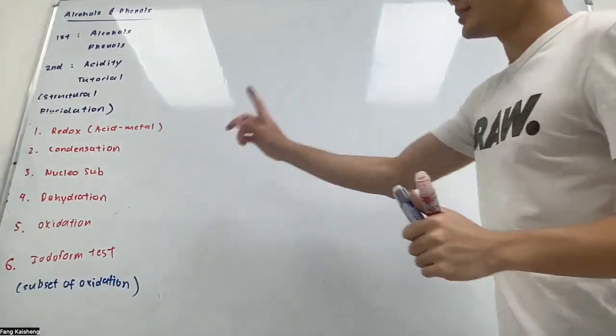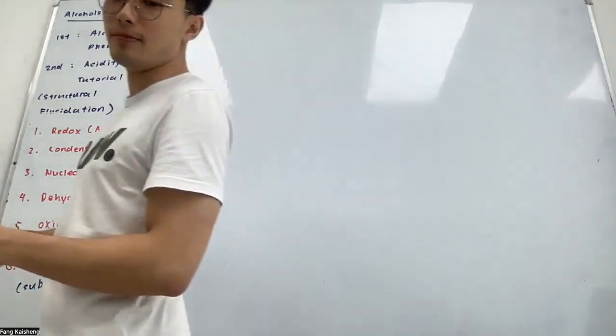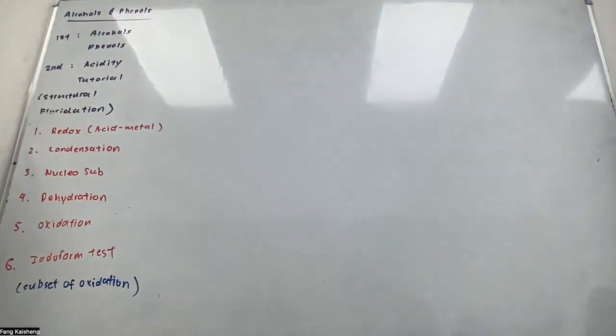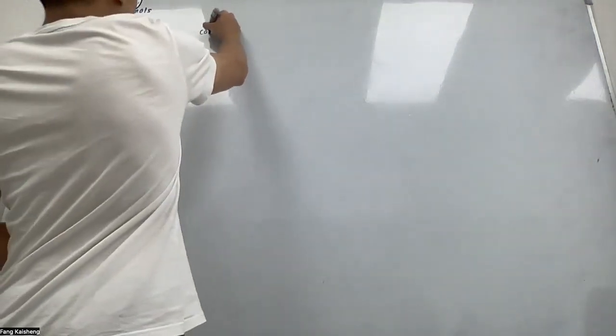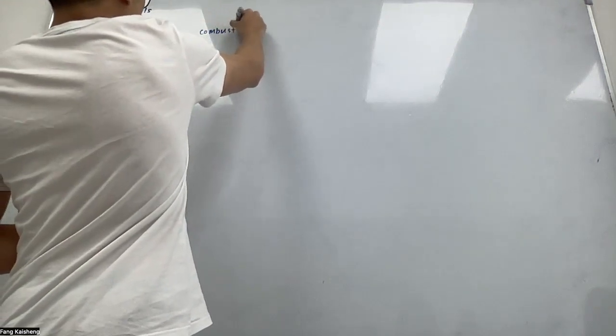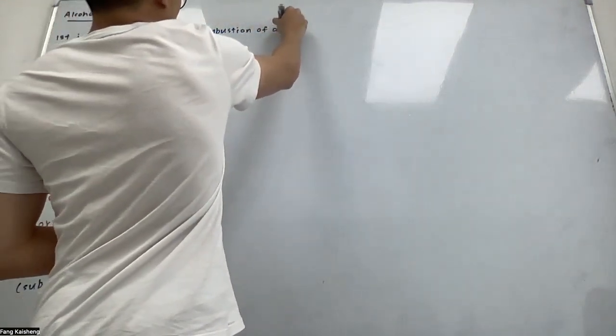Anyways, I skipped one reaction called combustion. The reason why is because it's not that important. And now I want you guys to find some empty space and just do this thing for me. I want you all to write down a balanced equation for the combustion of an alcohol.